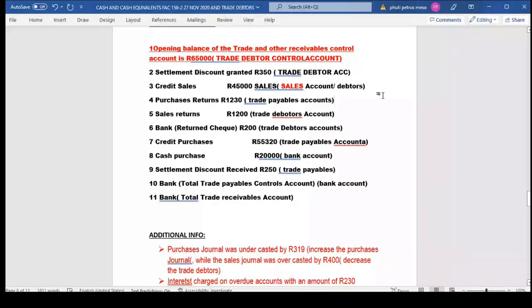Right, so initially we've been told that that goes under your trade debtors control account, and we've got a settlement discount granted. Okay, I think they already mentioned. So that's a trade debtor account, and then we've got credit sales of 45,000 rand. So that's your trade and other receivables control account, and then we've got the purchases returns with an amount of 1,230. That's trade payables control account.